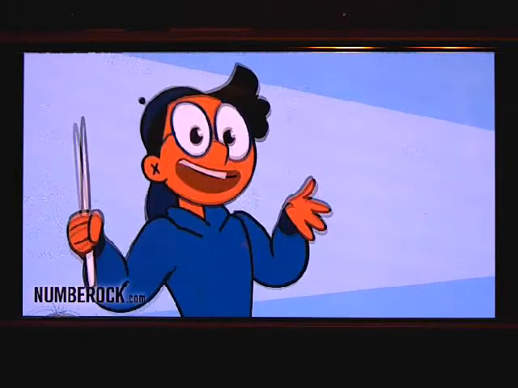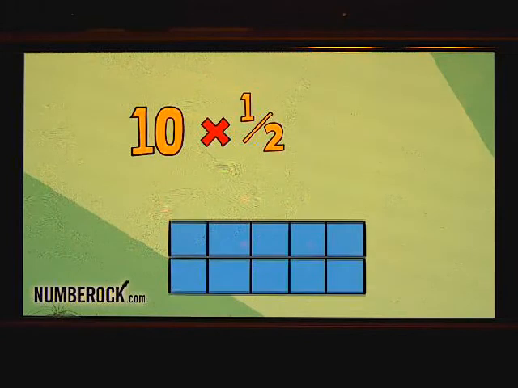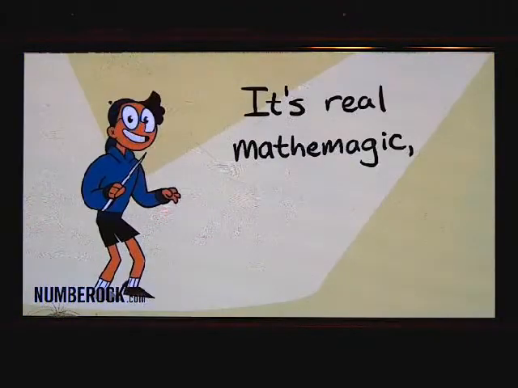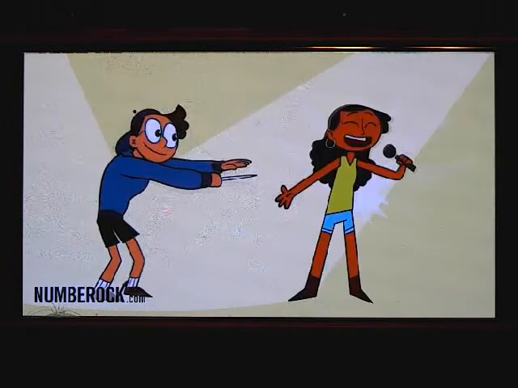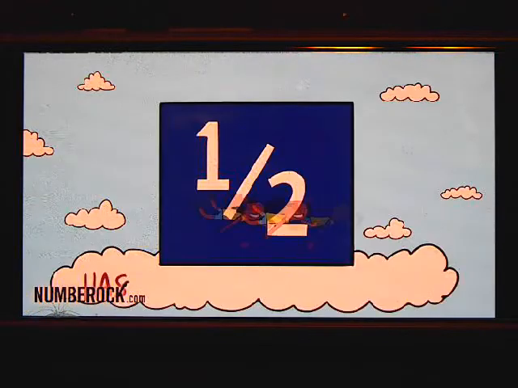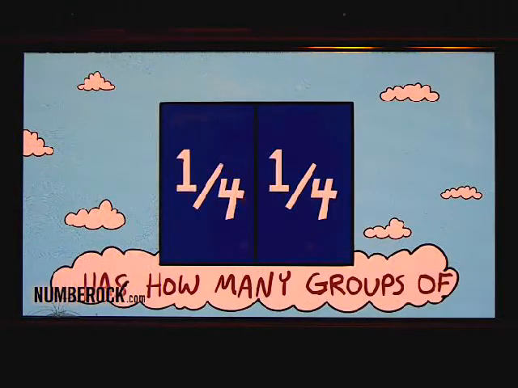Keep, change, flip may seem to work magically, but it can be explained mathematically. With the number 10, we can divide by 2, and that will leave 5 in each group. Or we can find that 5 through a different path by multiplying 10 by 2, flip to 1/2. It's the trick that never fails, called keep, change, flip. It's real math magic, so use this tip.